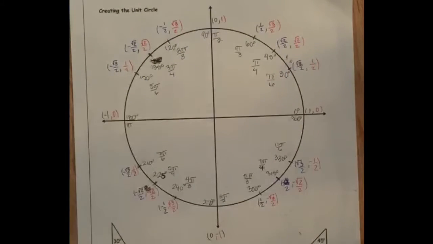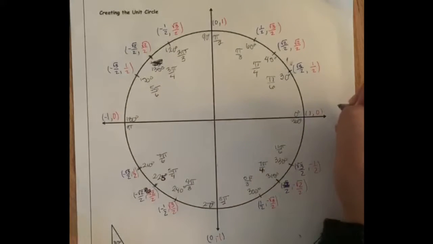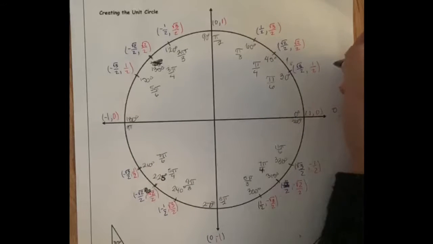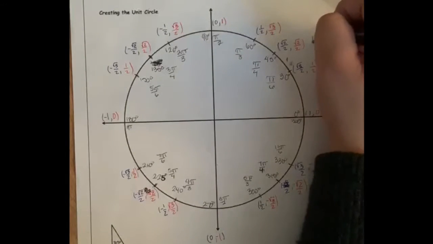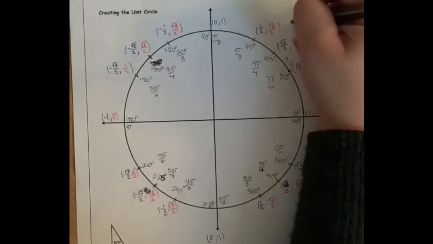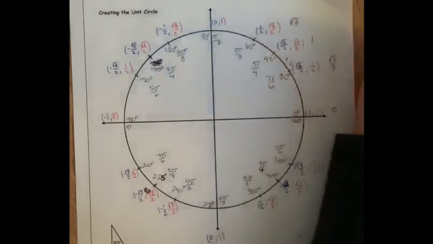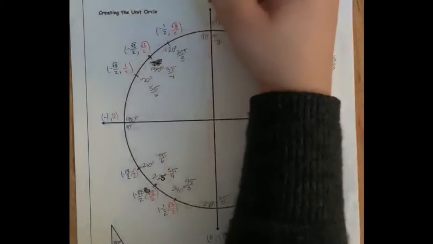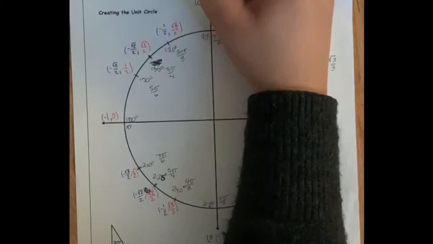Now we're on to tan. Your tan is sine over cosine. So for pi over 6, it's sine, which is 1/2, over cosine, which is root of 3 over 2, which simplifies to root of 3 over 3. You do this for all of your radians. So tan of pi over 4 is 1. Tan of pi over 3 is root of 3. For pi over 2, tan is undefined because you can't have 0 as your denominator.